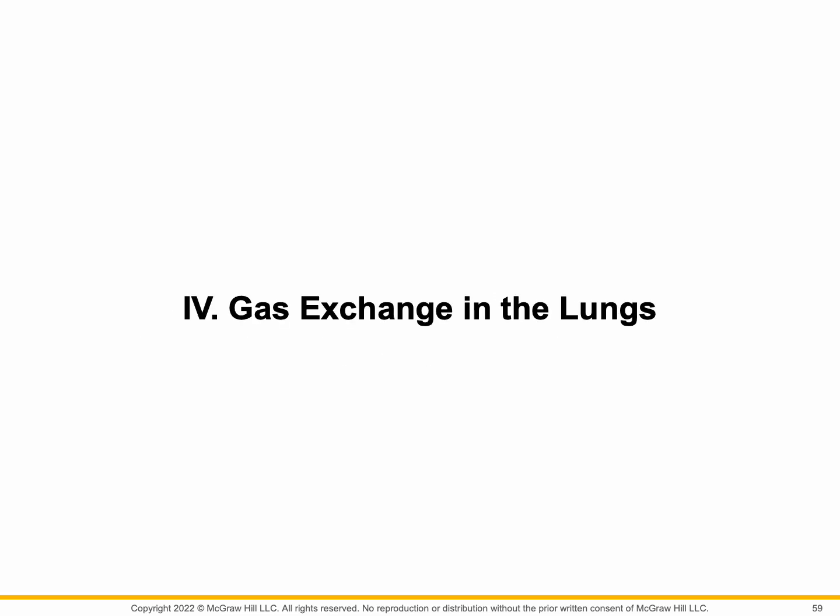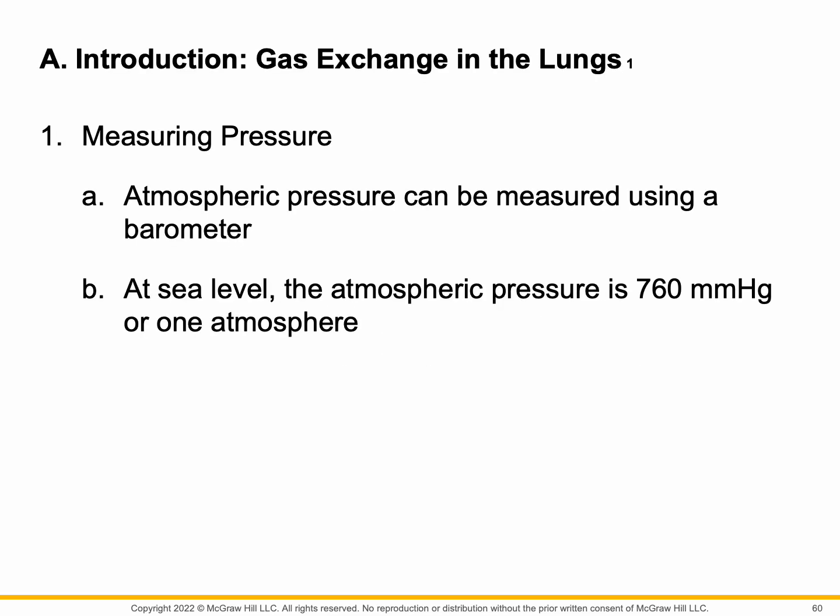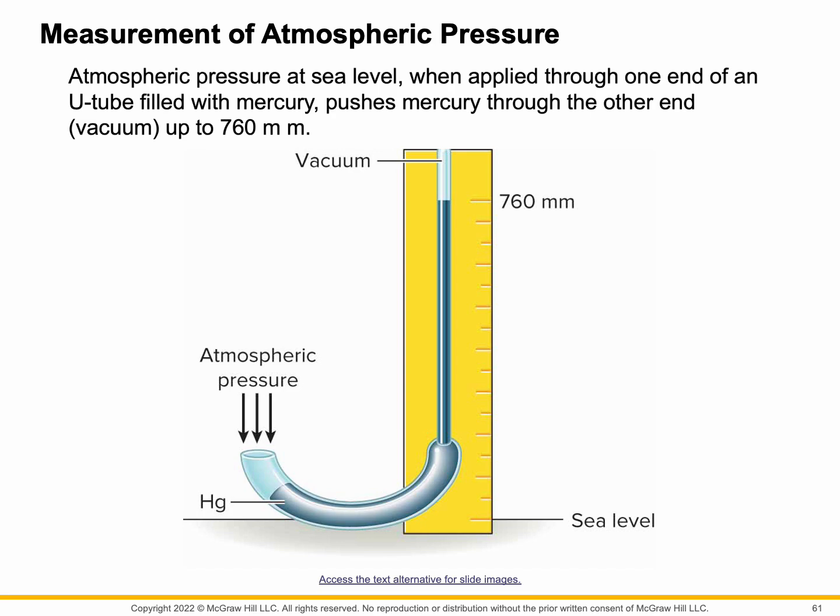Moving on to gas exchange in the lungs. We can study this by measuring the pressure related to this area. Atmospheric pressure can be measured using a barometer. At sea level, the atmospheric pressure is 760 millimeters of mercury, or 1 atmosphere. Atmospheric pressure at sea level, when applied through one end of a U-tube filled with mercury, pushes the mercury through the other end, the vacuum, up to 760 millimeters.